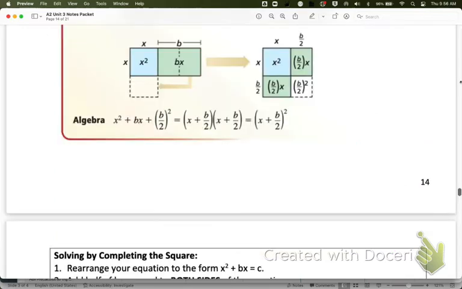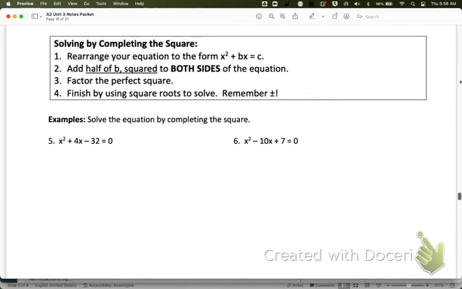Now, how do we use that to solve equations? Okay, so to solve by completing the square, remember that to complete the square, we always need just x^2 + bx. So instead of getting our equation equal to 0 like we did for factoring, we want to move the constant to the other side. So I want the x^2 and the x by itself, and I want the c, or whatever the constant is, on the other side, okay? Then we're going to add (b/2)^2 to both sides of the equation. Remember, in algebra, whatever we do to one side, we have to do to the other.